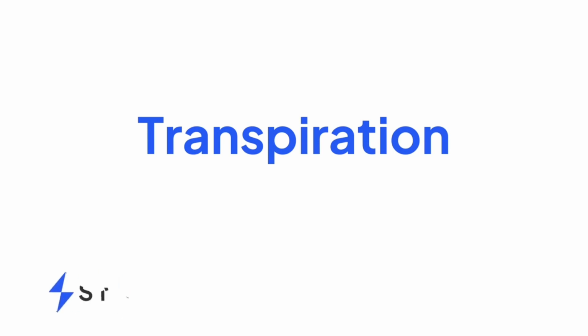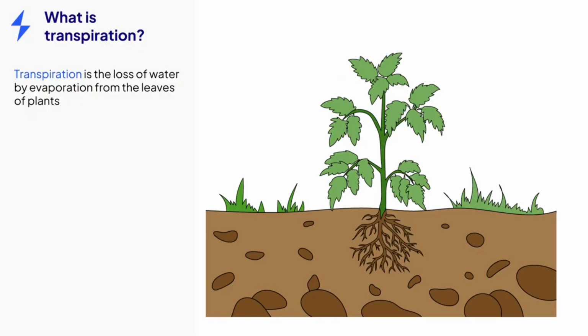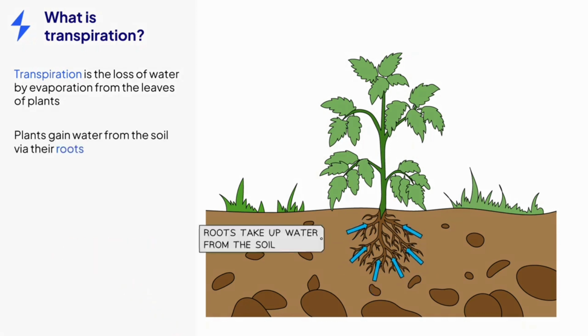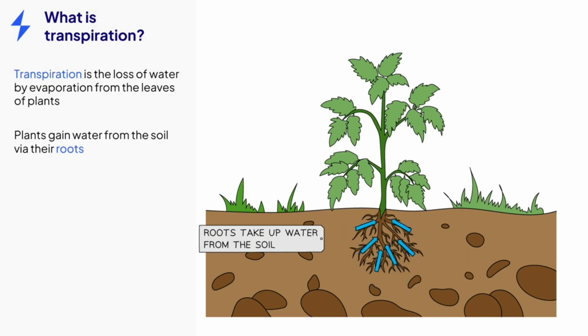This video is on the topic of transpiration in plants. Transpiration is the loss of water by evaporation from the leaves of plants. Plants take up water from the soil via their roots by the process of osmosis.